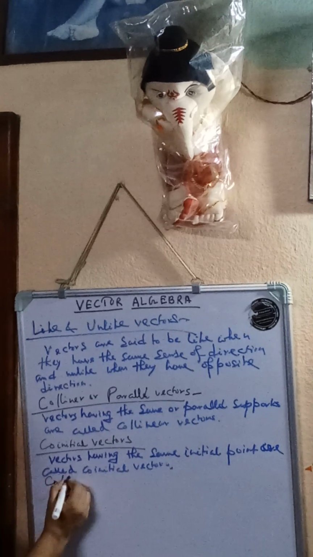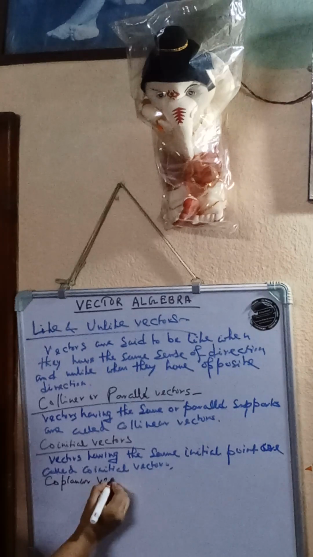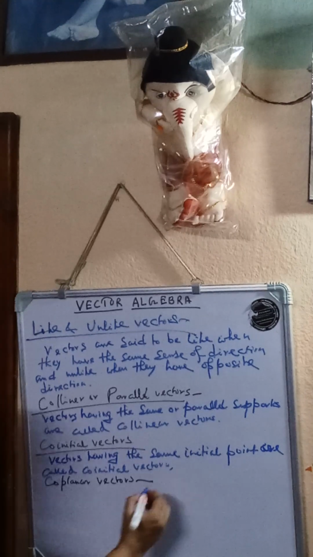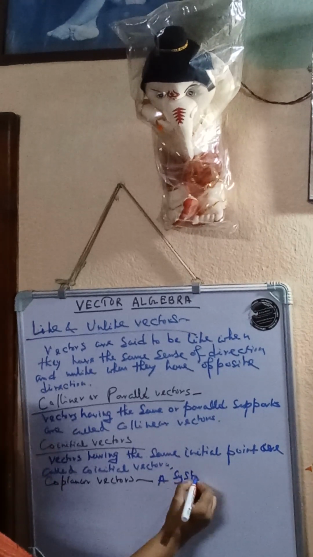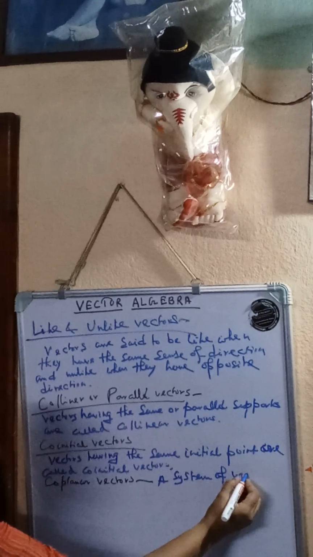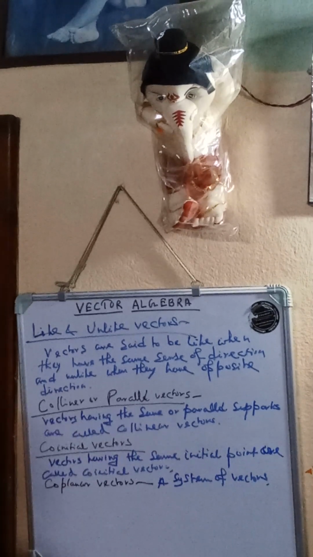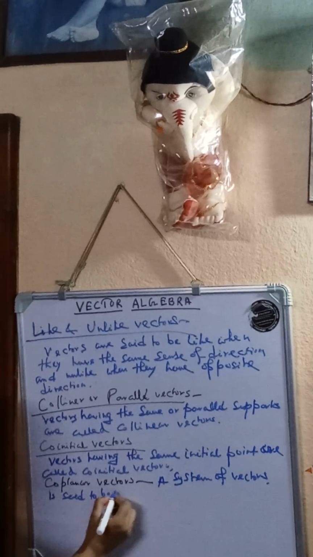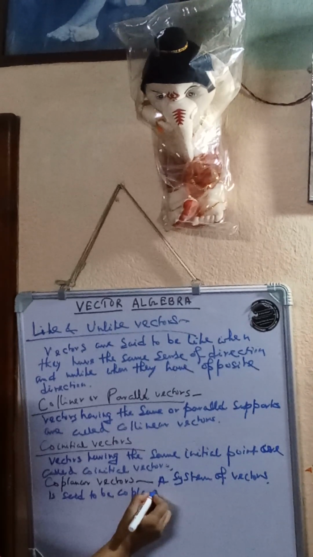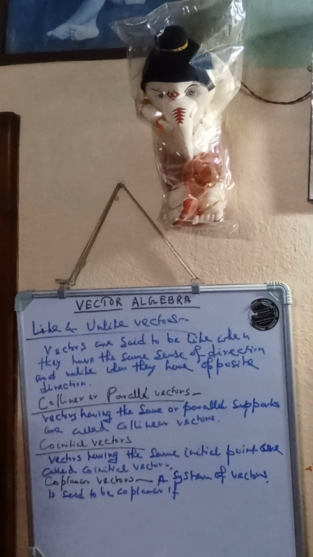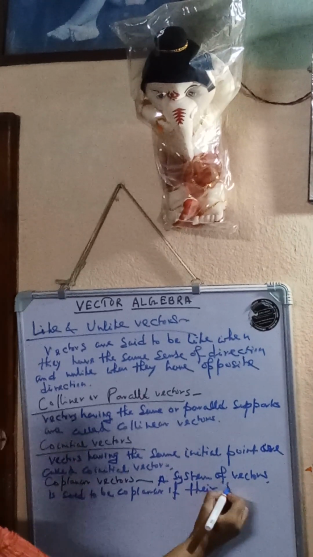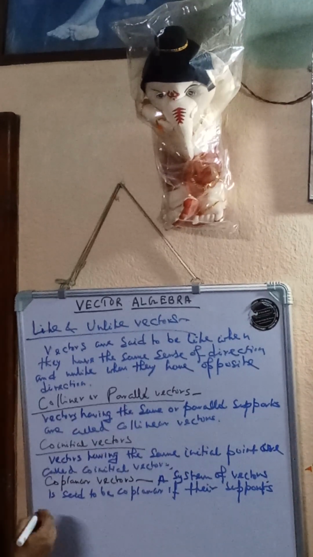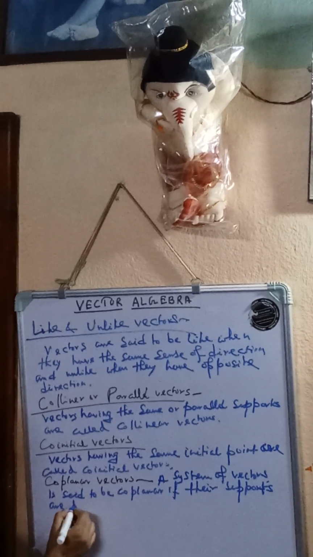Coplanar. A system of vectors is said to be coplanar if their supports are parallel to the same plane.